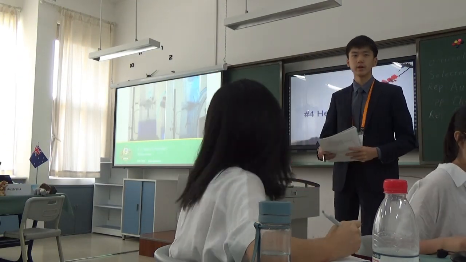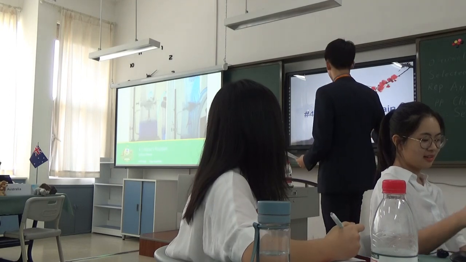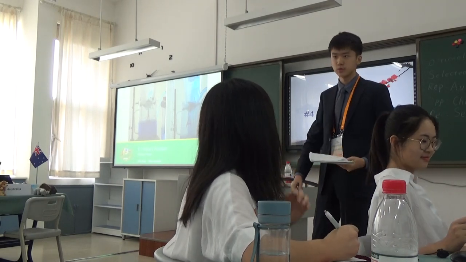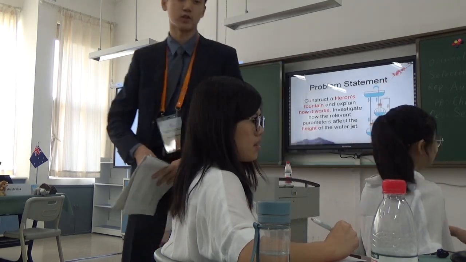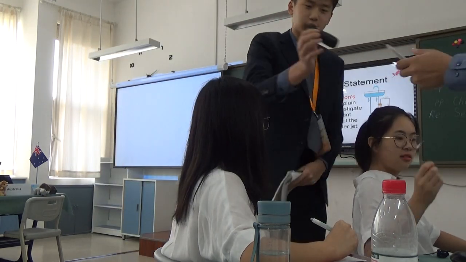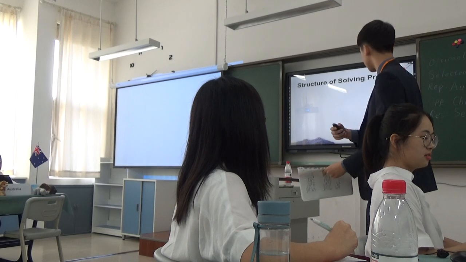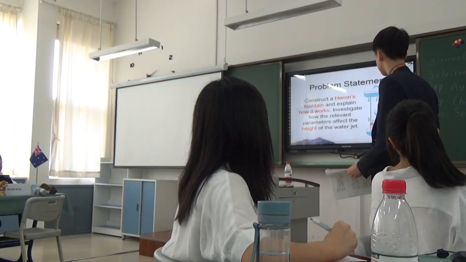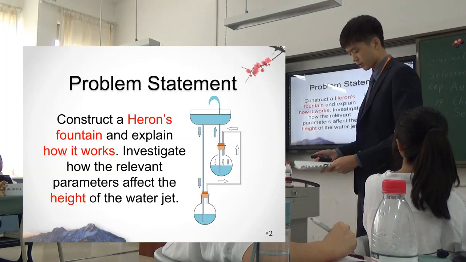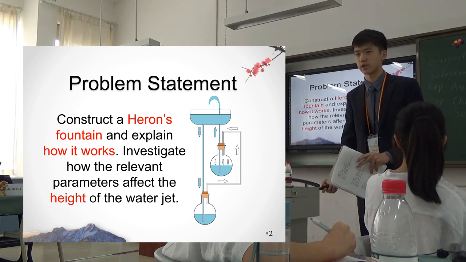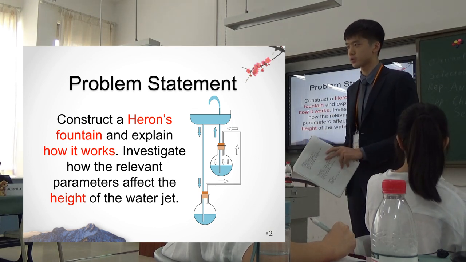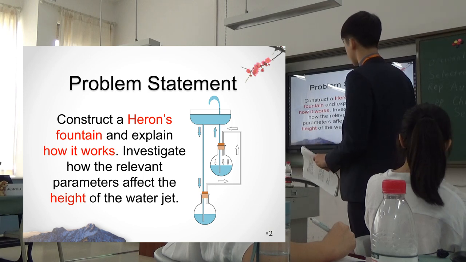So good afternoon, jury. I'm the opponent from Team Taiwan, problem number 4, Heron's Fountain. Before we begin to look at the report, let's remind ourselves what exactly the problem statement asks us to do. It asks us to construct a Heron's fountain as pictured on the right here and explain how it works, especially investigating how the parameters affect the height of the water jet. For this, we think that first and foremost, we need to define what exactly the height of the water jet is.